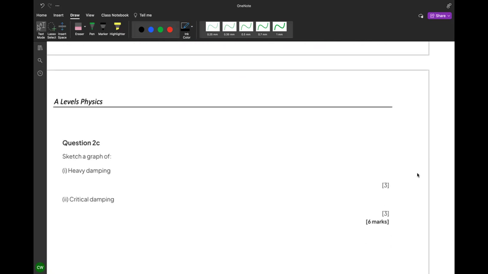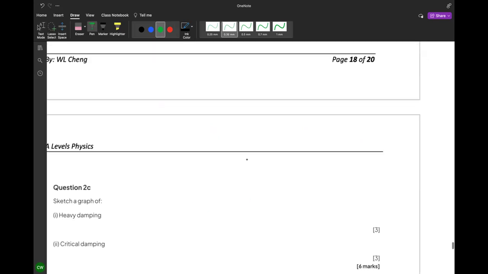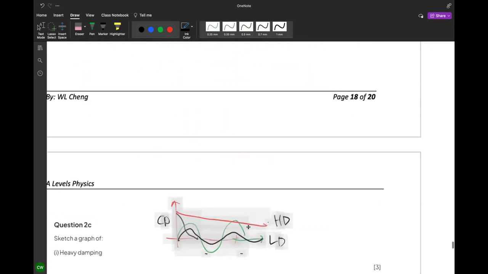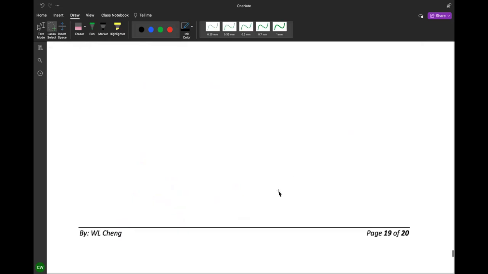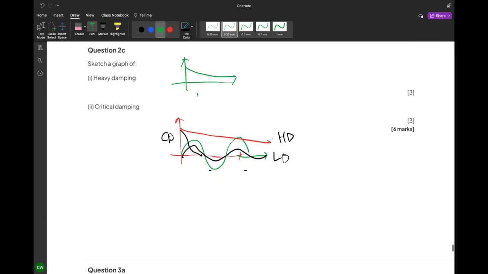Okay, heavily damped. This I already showed to you already. This one. Okay, so it's just like that. For heavy damping, you take a long time. Critical damping, you take the shortest time.